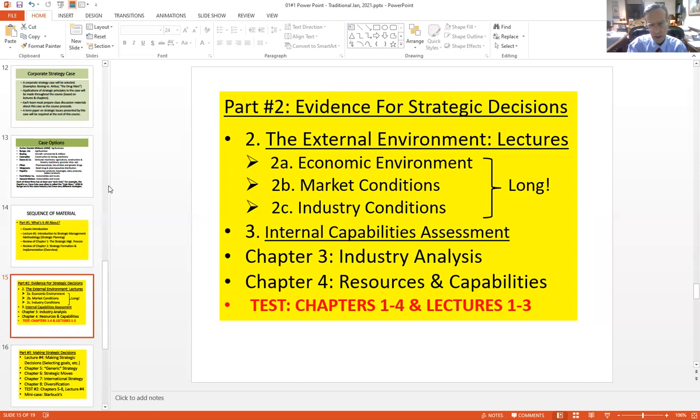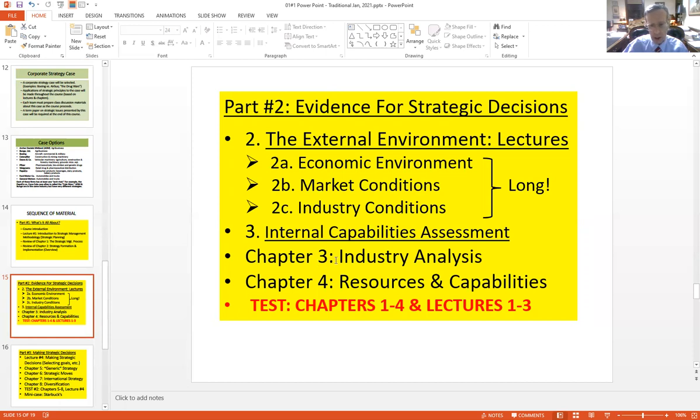The lecture on market conditions is almost as long. The one on industry conditions is not as long, but I think it's still 2 hours or close to it. The lecture on internal capabilities assessment is more traditional. I think it's an hour and a half, something like that. But that's a more traditional strategic management lecture. So there are 4 lectures looking at you.